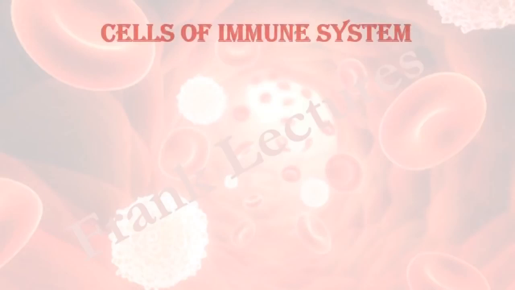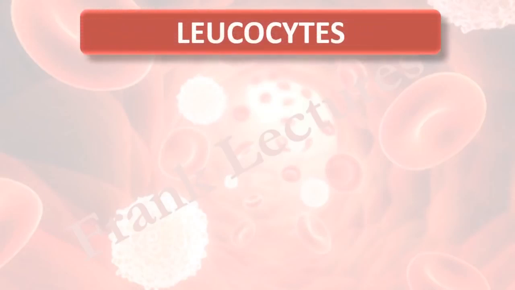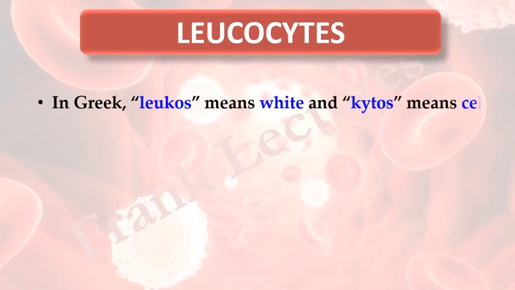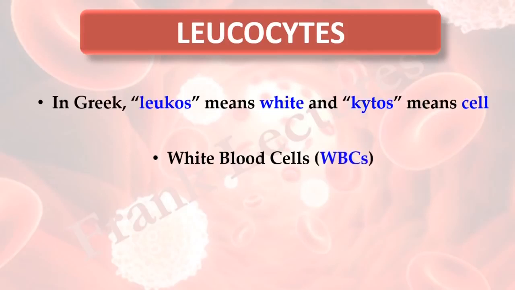Cells of the immune system are known as leukocytes. In Greek, leukos means white and cytos means cell. We know these cells as white blood cells, abbreviated as WBCs.